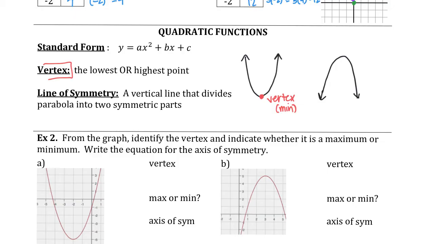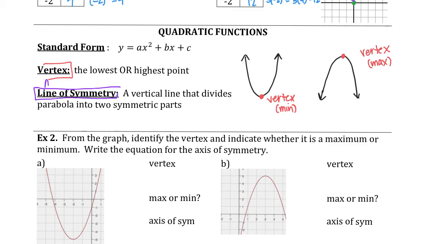Okay, on my other parabola, the vertex is going to be up here. Looks like it's in the middle. Because it's at the very top of the graph, it's the highest point on the graph, and we call it a maximum. Okay, the next vocabulary feature of a parabola is the line of symmetry.